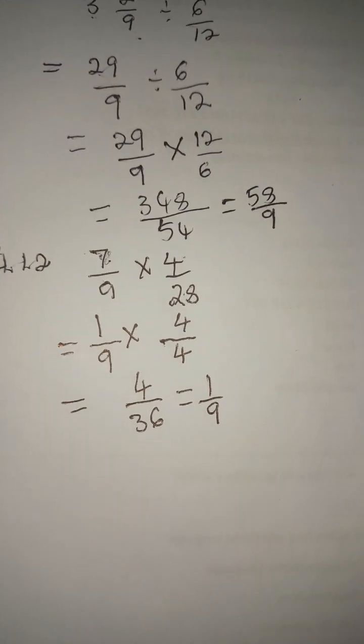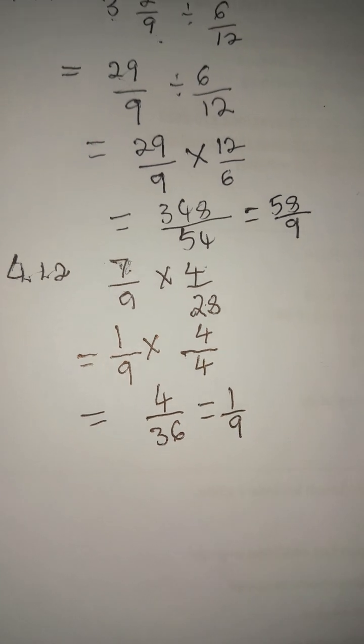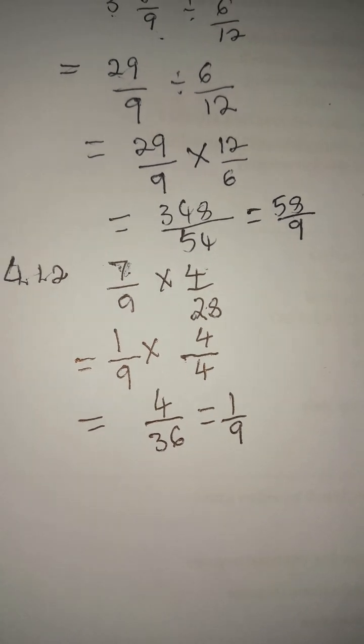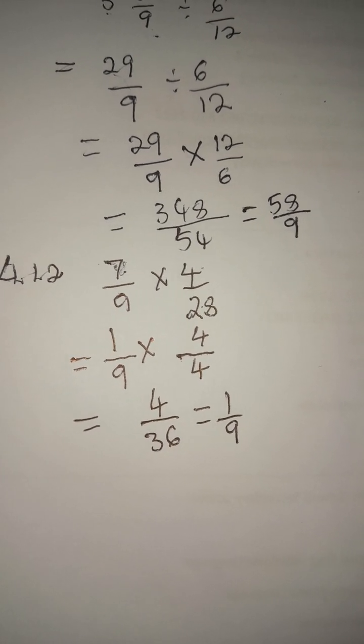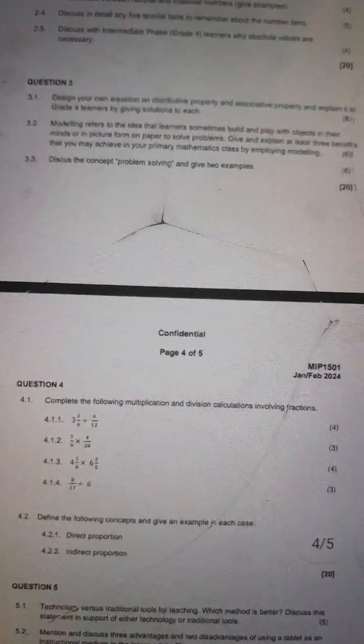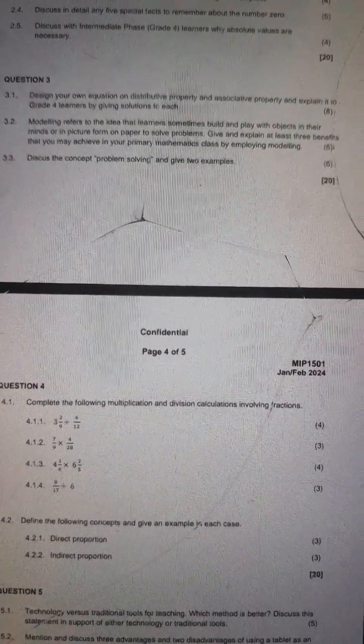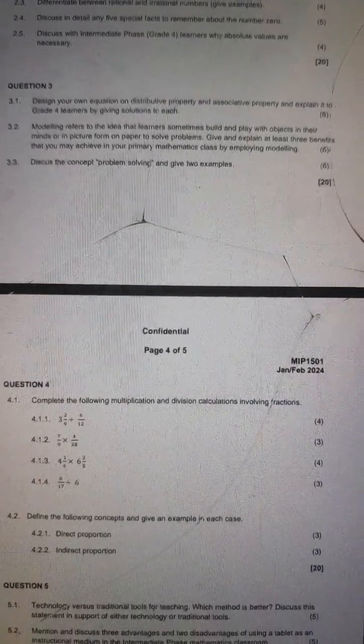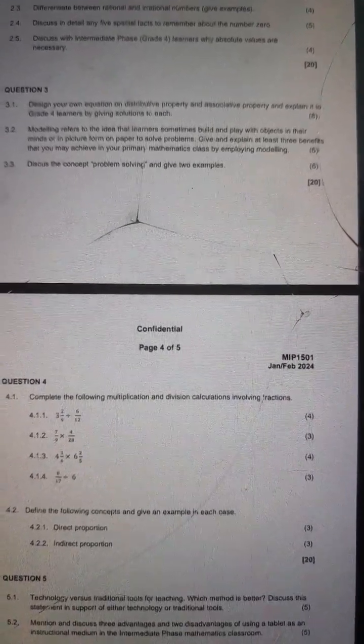So many, many ways to kill a cat. That's how we should work out such, right? Let's go to 4.1.3. For 4.1.3, we are given a mixed fraction, 4 and 1 all over 6, times 6 and 2 all over 5. Let's work out that question.